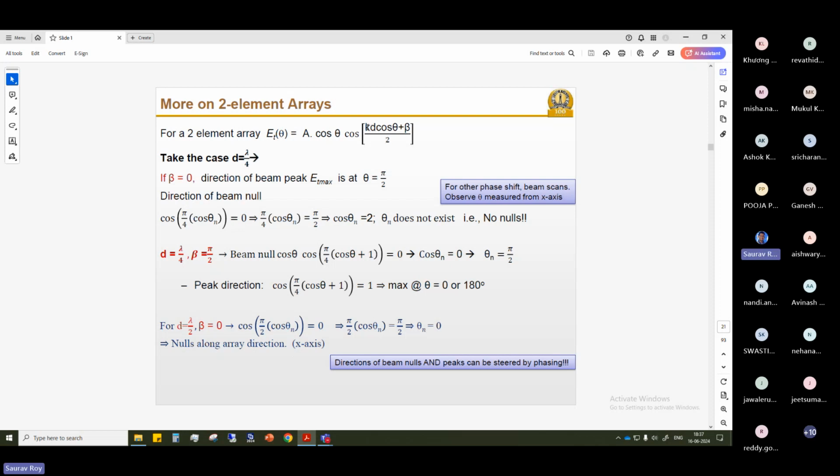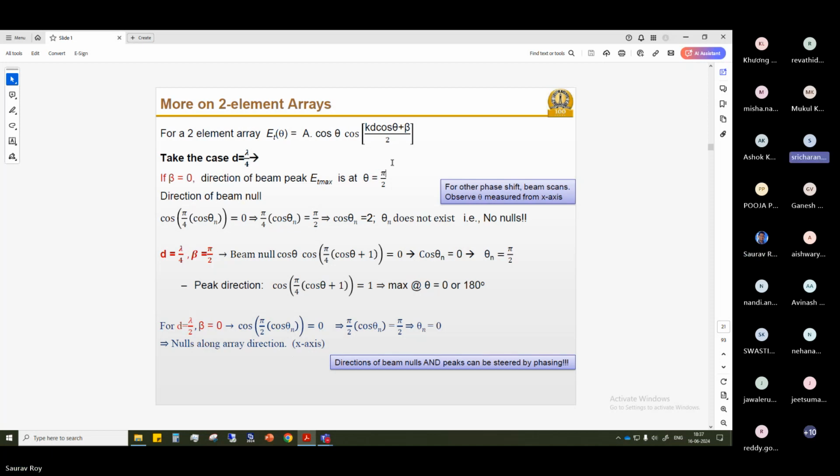So we have the kd cos theta plus beta term, right? From here only we can tell on which side the array will have a maximum or peak, or which side is a null. Now you tell me, by calculating which factor in this equation you can determine that direction?